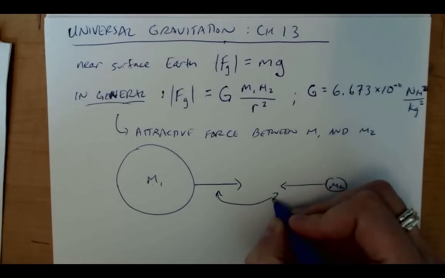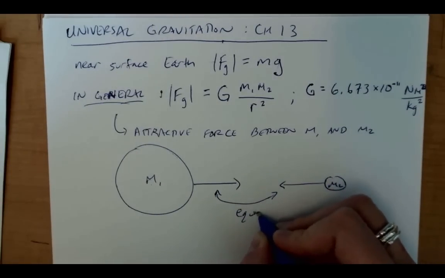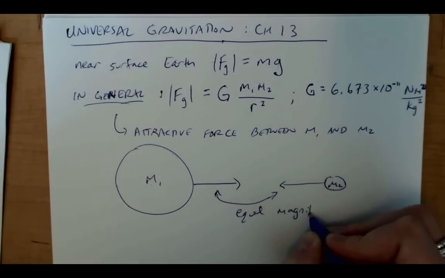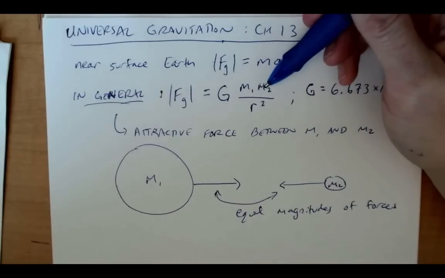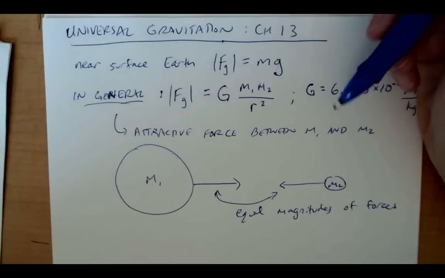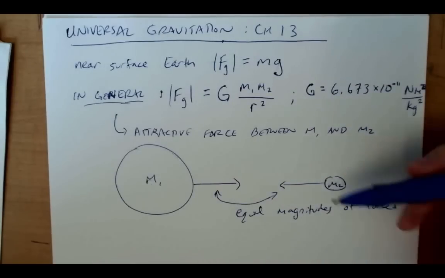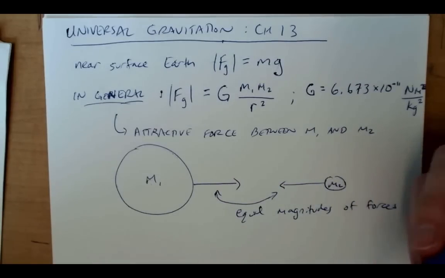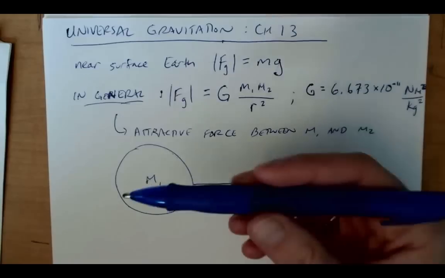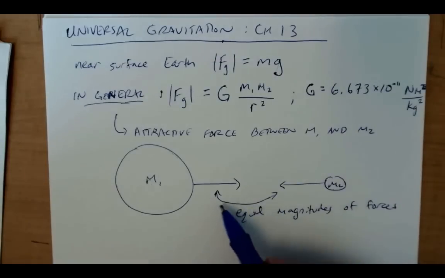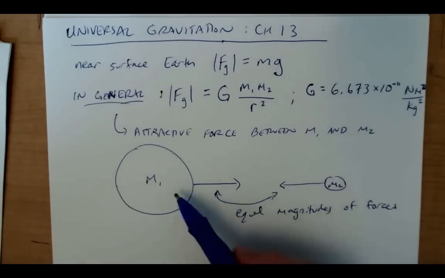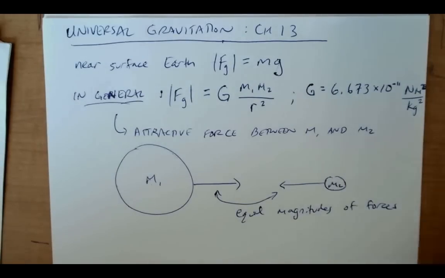Now we have to remember from Newton's third law that these are going to be equal magnitudes of forces. So the force that M1 exerts on M2 is equal and opposite to the force that M2 exerts on M1. Does not matter the difference in the masses. Same magnitude. So the Earth pulls on the Moon just as much as the Moon pulls on the Earth. This pen pulls on the Earth as much as the Earth pulls on the pen. So we have those same magnitudes of forces. The direction, again, points from one towards the center of the other.